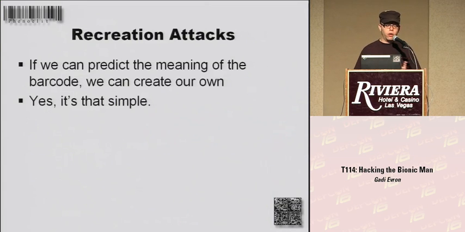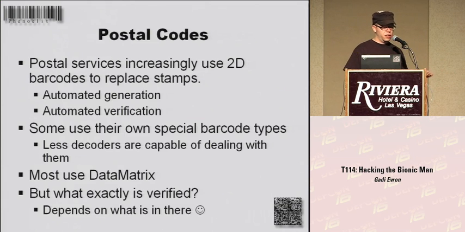And then we have what I call recreation attacks, which means, can I predict what the barcode is going to contain for a specific scenario that I want? If so, I can just print it out. It's that simple. So the most obvious target is postal codes. Postal codes are used instead of stamps, so they're actually worth money. They use two-dimensional barcodes now because they can automate the process. They don't have to have an intern licking stamps and pasting them on letters, but they print the barcodes on the letters, and it goes a lot faster.